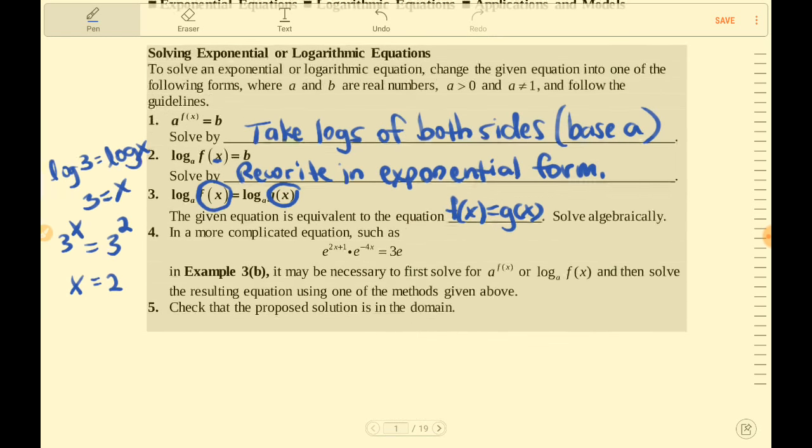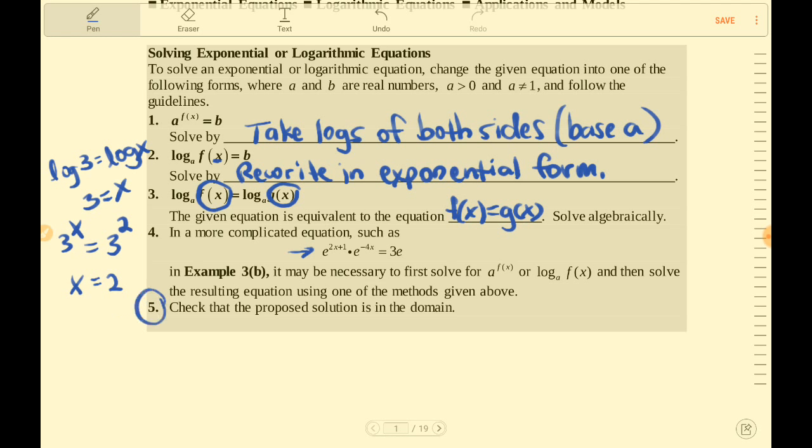And then number 4 just lets us know that sometimes we have a complicated looking problem that might need to be simplified before you can apply any of the three methods mentioned above. So we'll be looking at different examples.